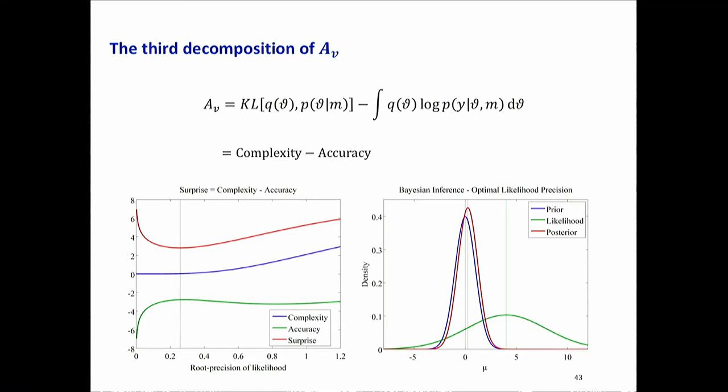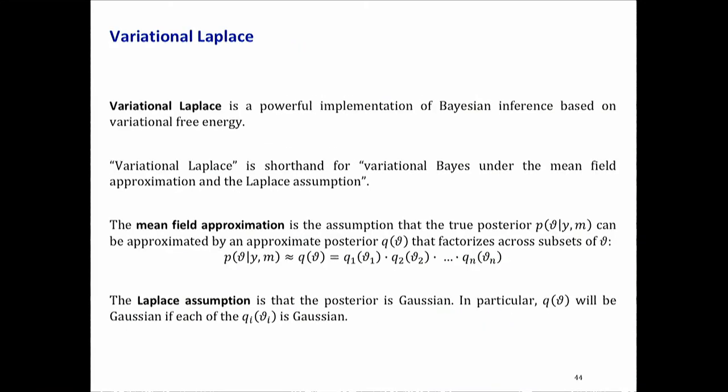So we have our model, and we want an approximate posterior. And we also want to be able to do variational inference of the kind illustrated here, where we minimize AV. And variational Laplace is one way to do that. So it is shorthand for variational Bayes under the mean field approximation and the Laplace assumption. We'll see what that is, and we'll work it out in detail on the blackboard.